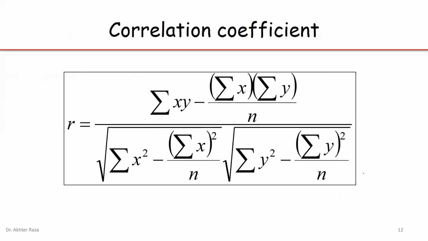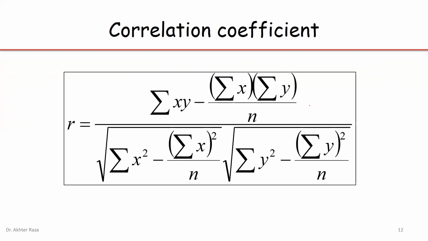Correlation coefficient can be computed by the formula r is equal to the sum of the product xy minus the sum of x times the sum of y divided by n, over the square root of the numerator of the formula of variance of x, and the square root of the numerator of the formula of standard deviation of y. The denominators are not there, due to the denominators being cancelled out with the denominator of covariance.